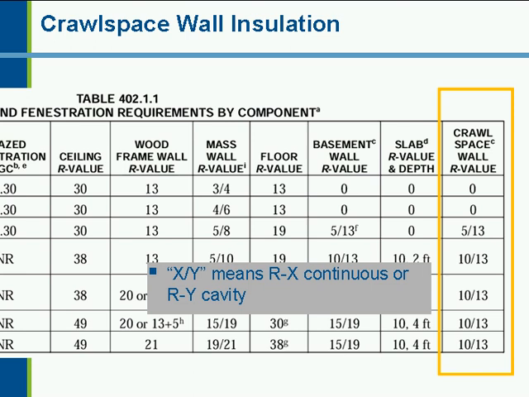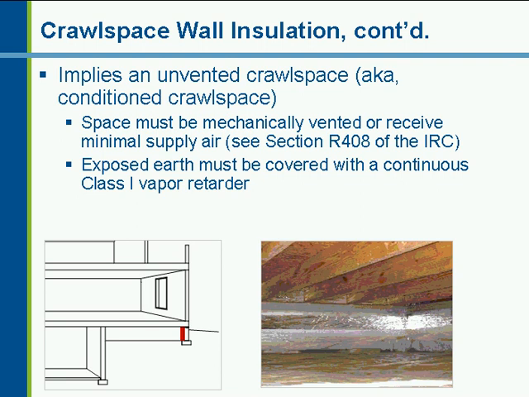Crawlspace wall insulation. This is different from insulation over the crawl space, but if you have a conditioned crawl space, as some people call it, there are separate requirements. Once again, 2 numbers. The first one refers to continuous insulation, like a board or a blanket. The second refers to insulation between framing members on a furred-in basis of some sort. Obviously, this implies that the crawl space itself is unvented, or as some people would say, conditioned.